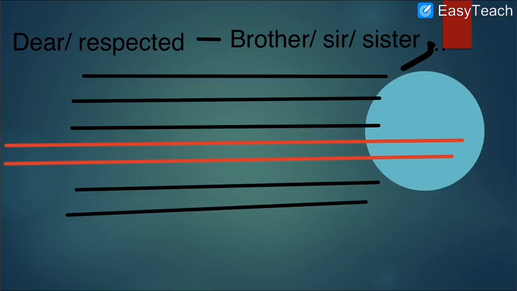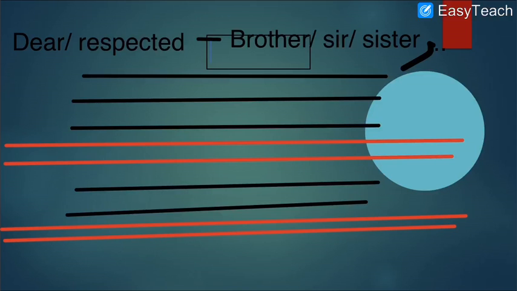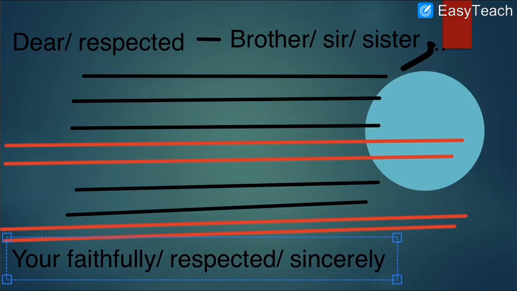So now the last part. Let me again draw a line. So here again you have to leave one line. Now at the end you will write the complimentary closure. That means yours faithfully, or yours respected, or you can say yours sincerely, whatever you want you can write here.